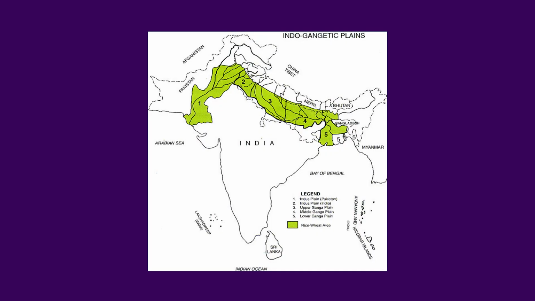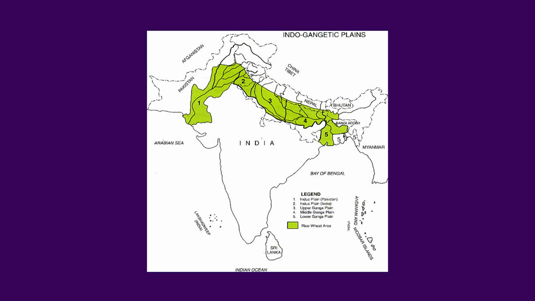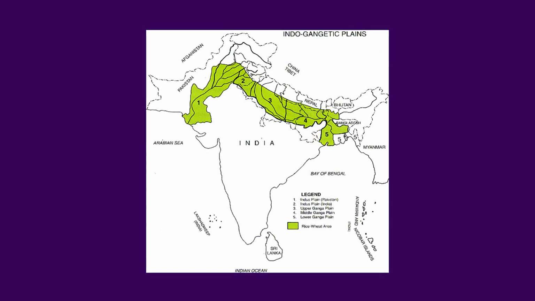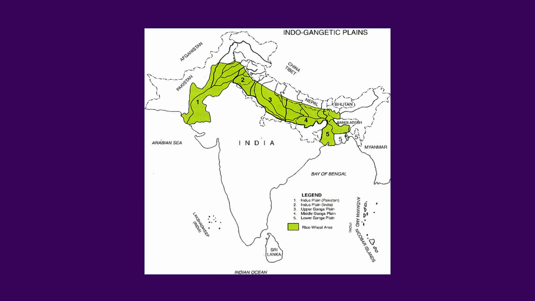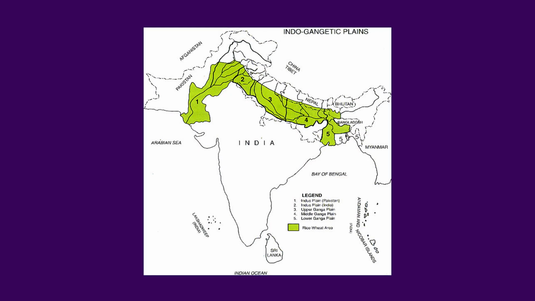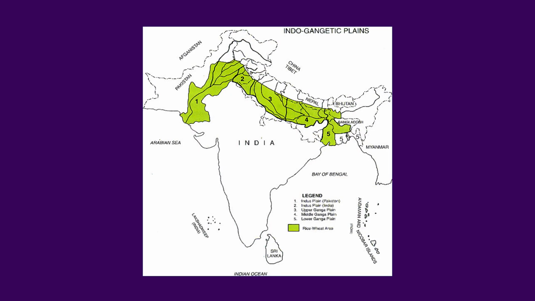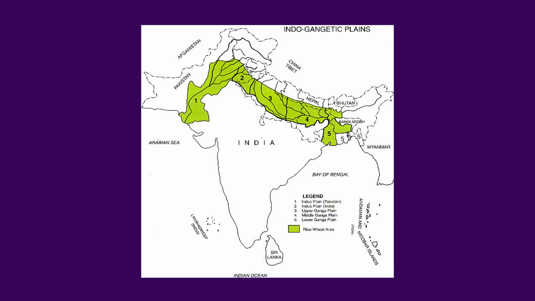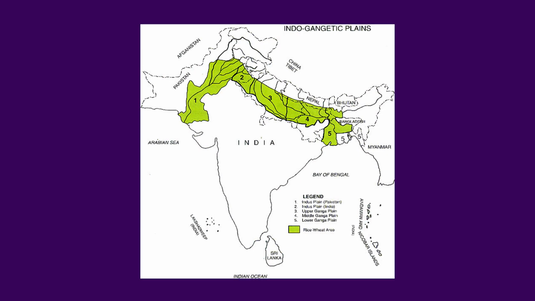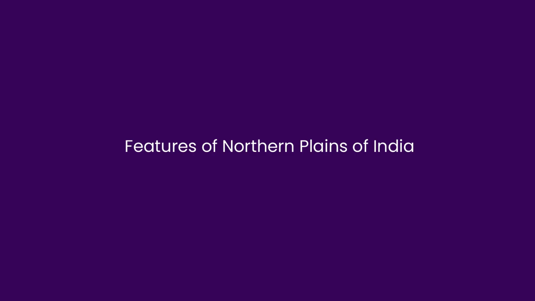The plain is formed from the floodplain of the three big river systems Indus, Ganga and Brahmaputra. The northern plain formed by Indus, Ganga and Brahmaputra and their tributaries is also known by the name Indo-Gangetic Plain. One of the world's most intensively farmed areas, the most densely populated physiographic division of India and the youngest physiographic feature in India. Next, we can understand the features of northern plains of India.